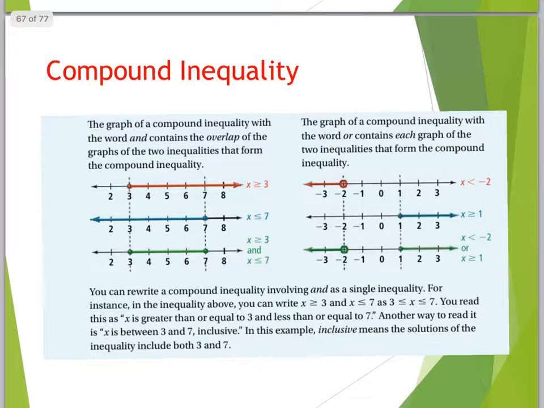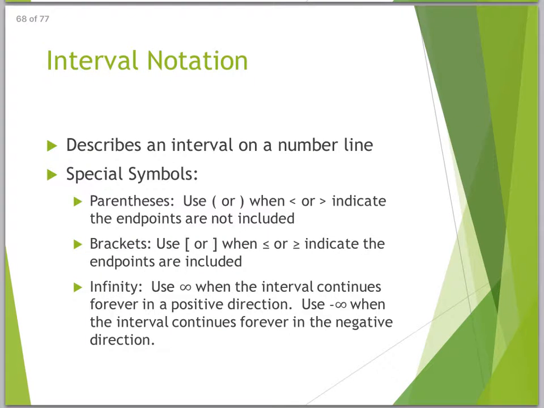And an or, compound inequalities. A little more set stuff here. Interval notation describes an interval on a number line. Special symbols are used. Parentheses are used when we have less than or greater than. Notice no equals part, the endpoints are not included. Brackets are used when we have the equals part, less than or equal, greater than or equal. Infinity, by the way, is used when the interval continues forever in a positive direction. Use negative infinity when the interval continues forever in the negative direction.